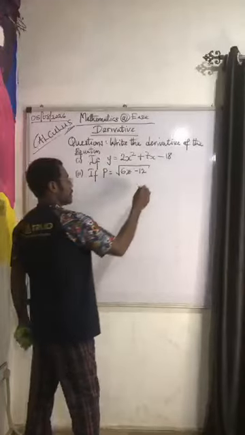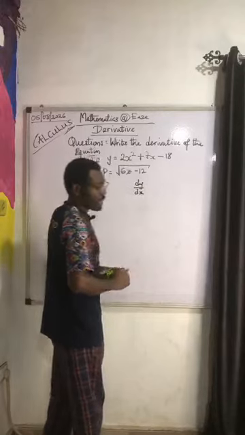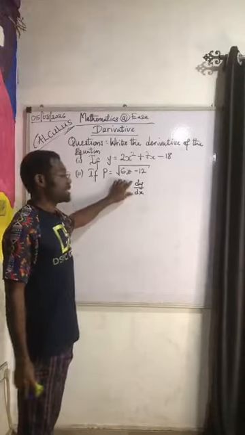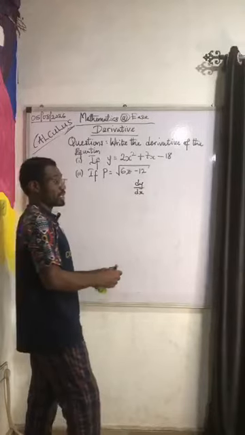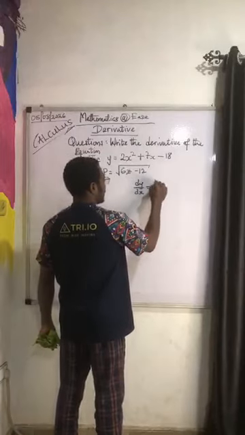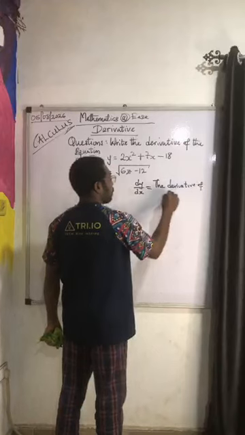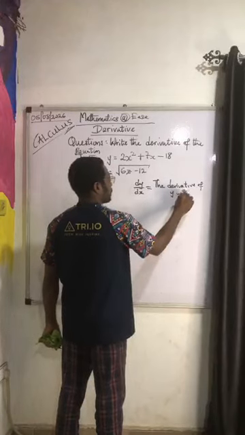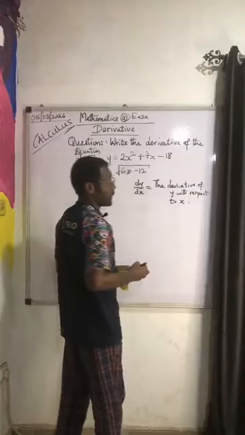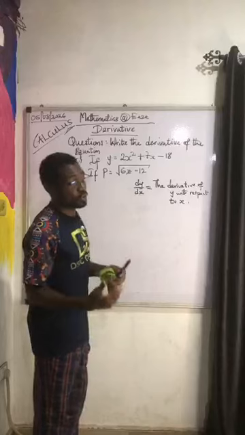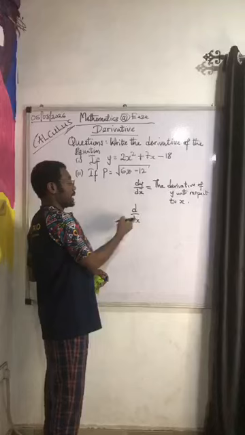Now, first and foremost, we'll look at the dy/dx. Now, when you see dy/dx, this implies the derivative of y with respect to x. So we say that this is what? The derivative of y with respect to x. Okay?